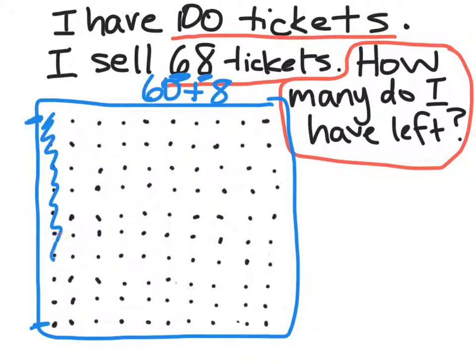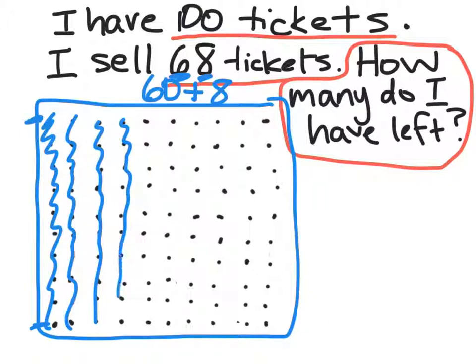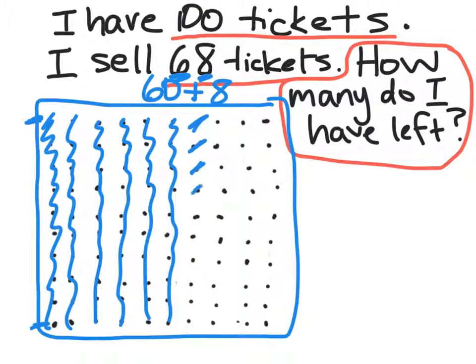So here's 10, 20, 30, 40, 50, 60. And I want you to do that too. Once you've crossed out 6 of your 10s, or 60 dots, then I want you to cross off 8 more dots for your 8 ones. 1, 2, 3, 4, 5, 6, 7, 8.